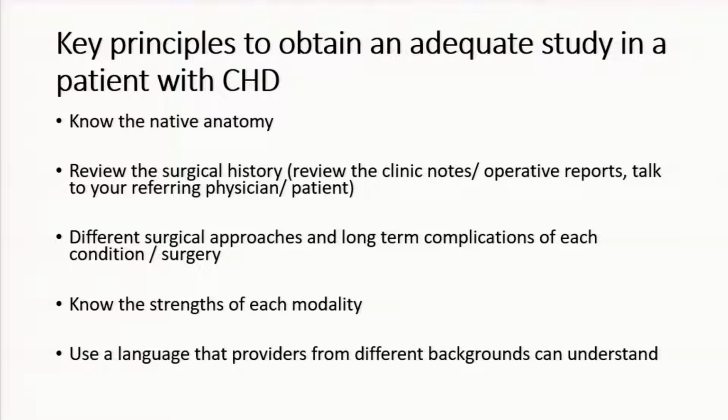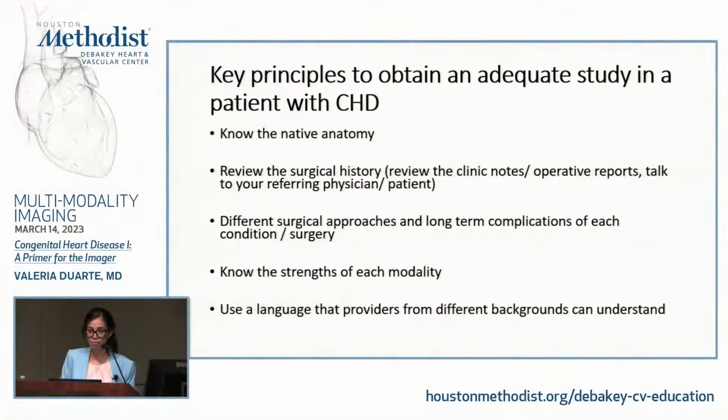A few key principles to obtain an adequate study in patients with congenital heart disease: know the native anatomy and review the surgical history, the clinic notes, and the operative reports. If you practice at a center that has an ACHD program, the op notes are likely either in the notes or scanned in the chart.